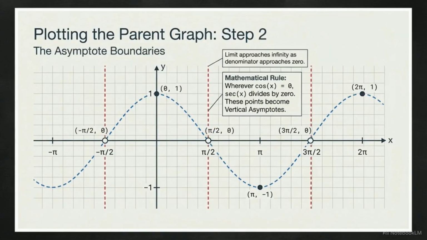Moving to step 2, this graph highlights vertical dashed lines passing through those 0 points. These are vertical asymptotes, invisible barriers that a mathematical curve approaches but can never actually touch. They represent our division by 0 vacuums.